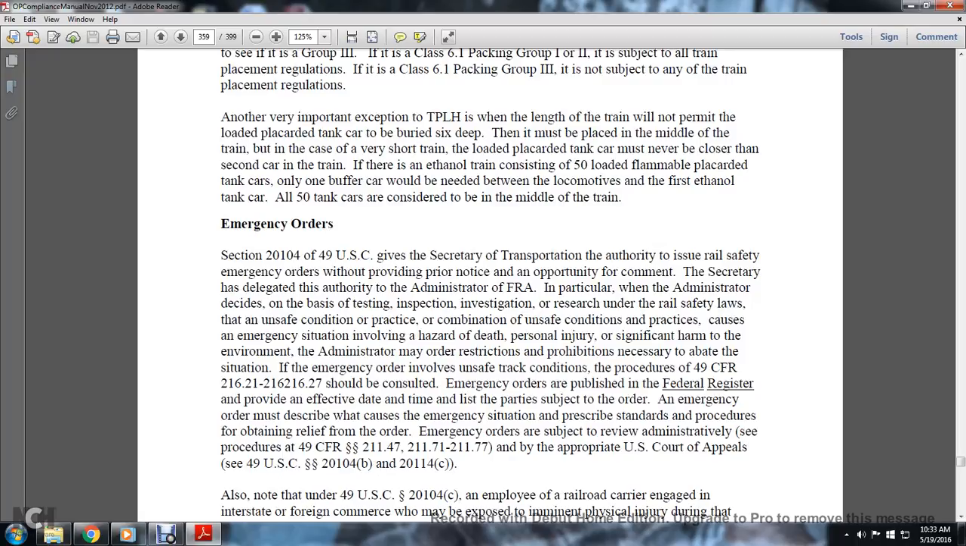Another very important exemption of the TPLH is when the length of the train will not permit the loaded flat car or tank car to be buried six deep. It must be placed in the middle of the train, but in the case of a very short train, the loaded tank car must never be closer than the second car to the train. If an ethanol train consists of 50 loaded flammable placard tank cars, and only one buffer would be needed between the locomotives and the first ethanol tank car, all 50 tank cars are considered in the middle of the train.